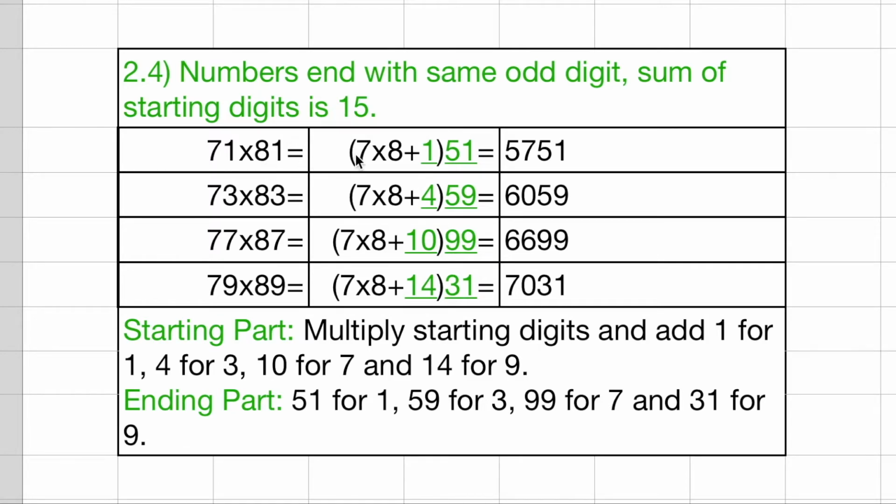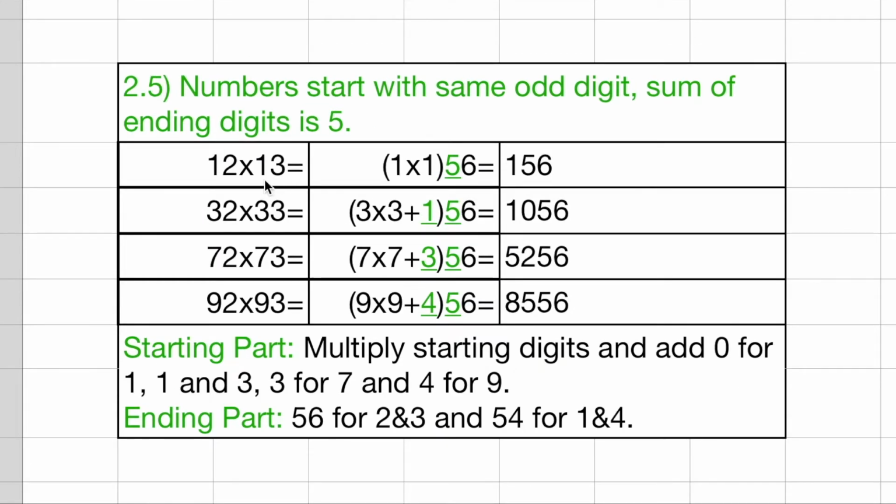So for a starting part, multiply starting digits and add 1 for 1, 4 for 3, 10 for 7 and 14 for 9. So 1 for ending 1, 4 for ending 3, 10 for ending 7 and 14 for ending 9. And for ending part, it's going to be 51 for 1, 59 for 3, 99 for 7 and 31 for 9.